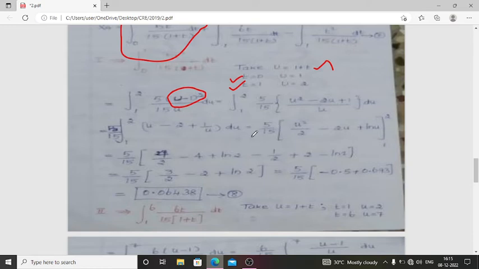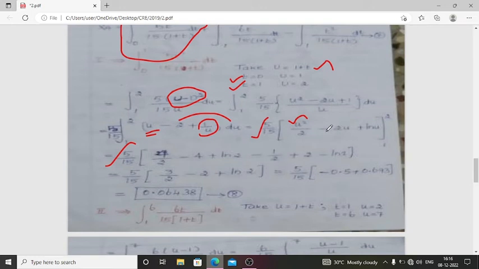So the constant is 5 by 15. Here the integration of u is u squared by 2. The second, minus 2 into du, that is minus 2u. Then 1 by u into du gives plus ln u. The limit is 1 to 2. Here 5 by 15 is a constant, take it outside. So the upper limit is 2, the lower limit is 1. The upper limit 2 gives 4 by 2 minus 4. How does the minus 4 come? Minus 2 into 2, plus ln 2, minus the lower limit: 1 squared by 2, 1 by 2.